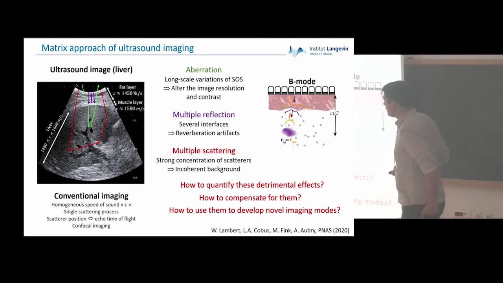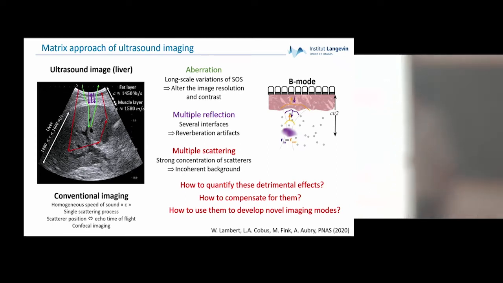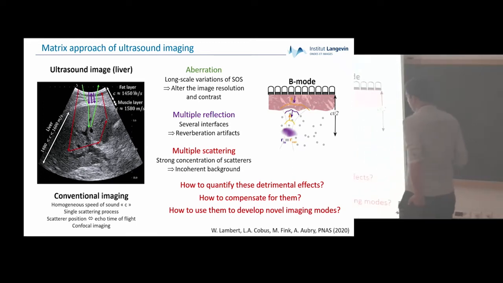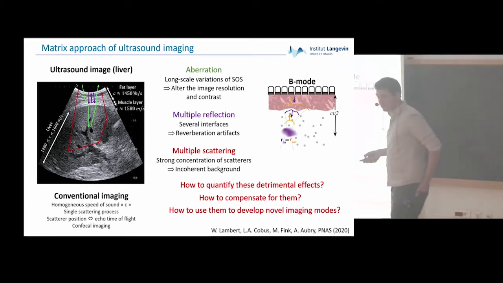And most of the time we say, okay, it's ultrasonic speckle, it's just a random reflection from the medium, but a large contribution of this speckle can be due to multiple scattering. So it has a strong impact on the analysis that we can make on the image. So the idea is to quantify this detrimental effect, to compensate for it, and eventually to use it to develop novel imaging modes: map the wave velocity, map the scattering mean free path inside the medium.